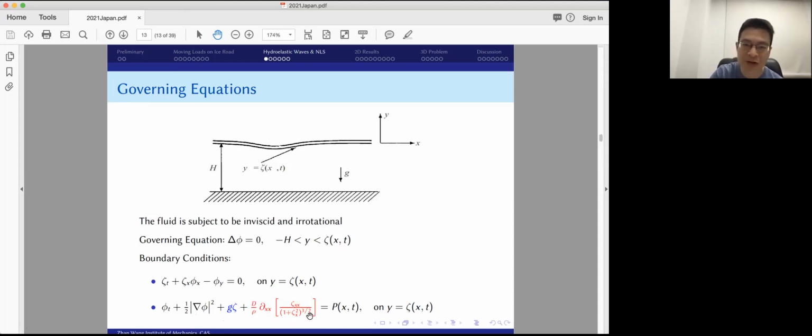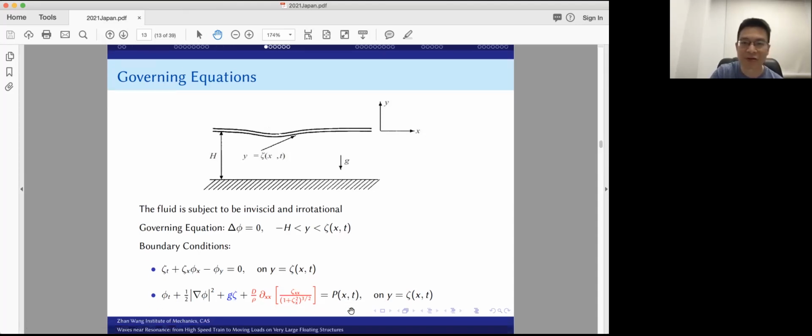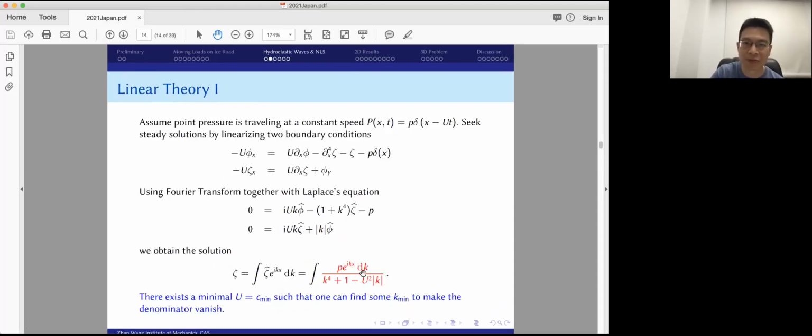We use the simplest nonlinear model for the elastic bending, which is called the Kirchhoff-Love model. It's the second derivative of the curvature, and also there is an external applied forcing to the system. And then, first we focus on the linear theory. We assume the fluid is of infinite depth, and the pressure is a point load, a delta function, and the delta function moves with a constant velocity u.